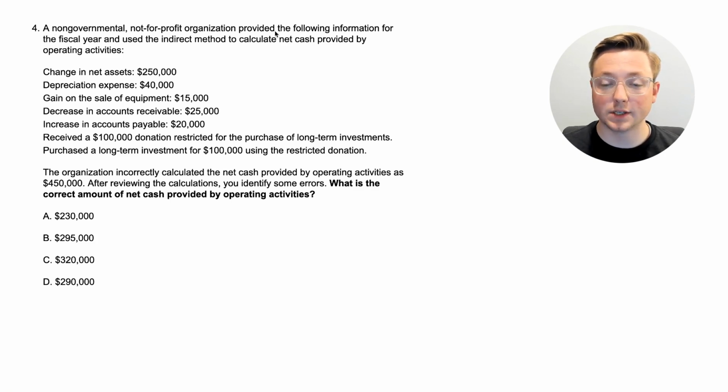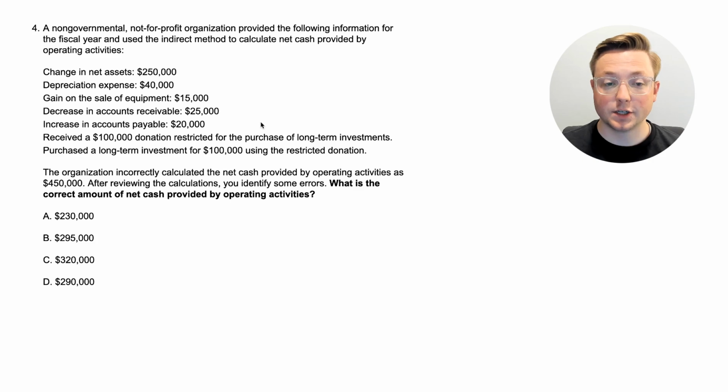A non-governmental not-for-profit organization provided the following information for the fiscal year and used the indirect method. Okay, that's important. We're using the indirect method to calculate net cash provided by operating activities. So they had the change in net assets of $250K, depreciation expense of $40K, gain on the sale of equipment $15K, decrease in accounts receivable $25K, increase in accounts payable $20K, received a $100,000 donation restricted for the purchase of long-term investments, purchase a long-term investment for $100,000 using the restricted donation.